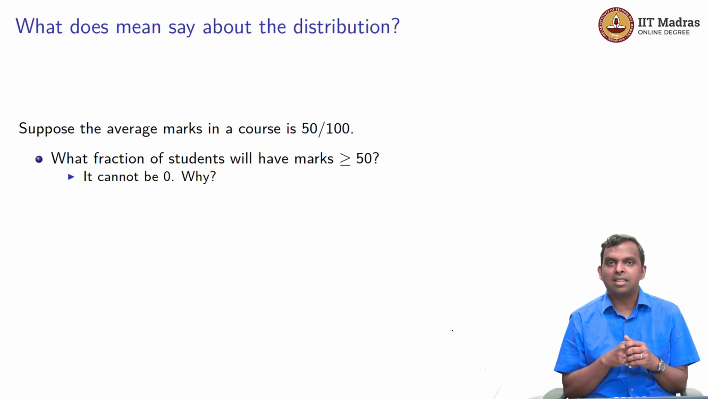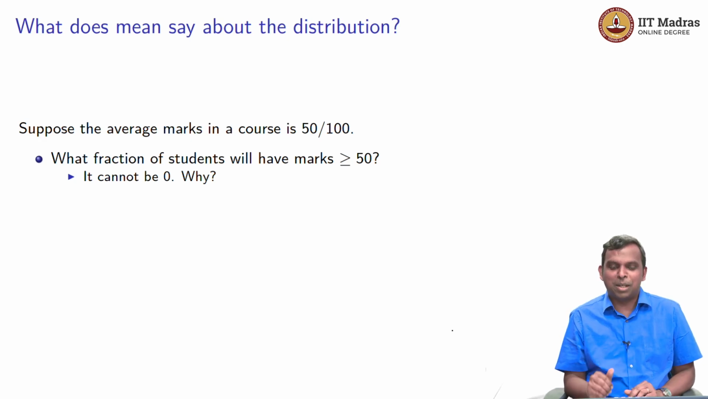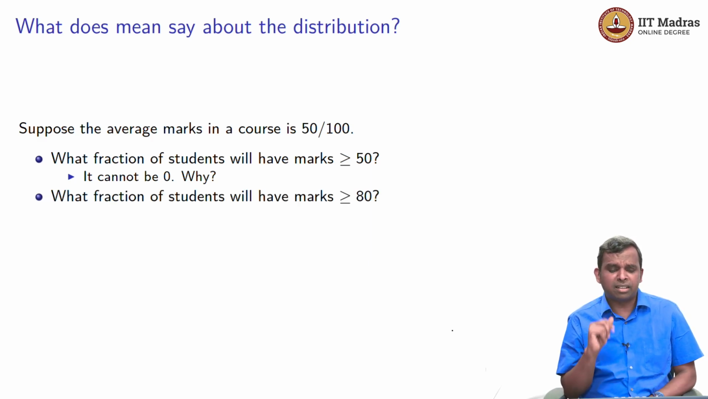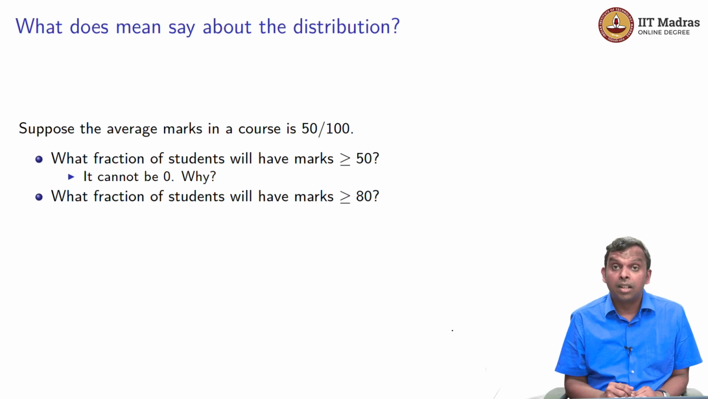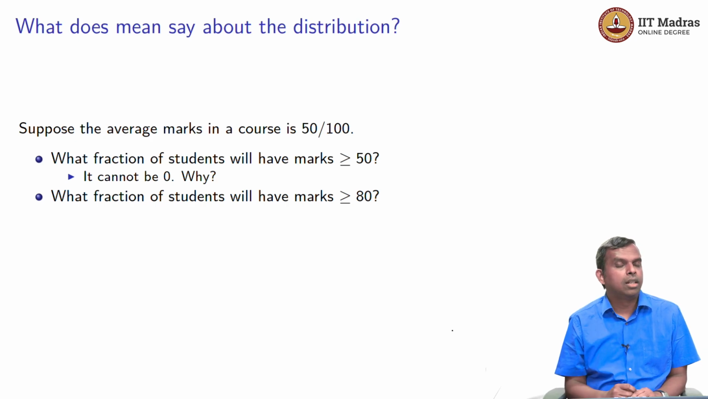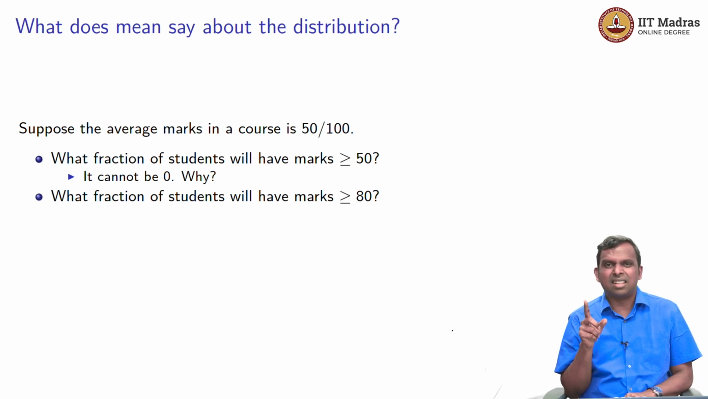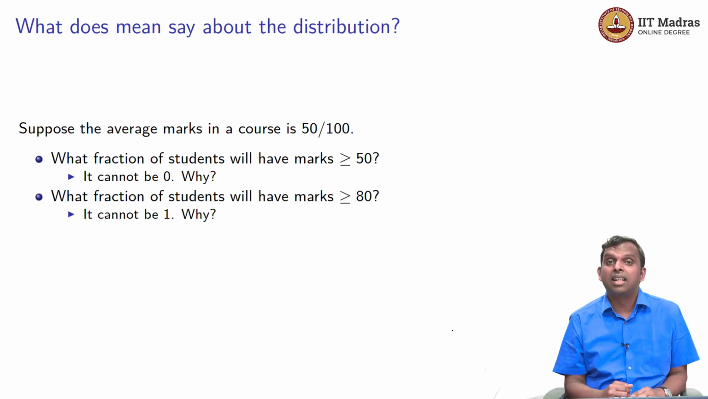So you notice that given the average, I can say something about the fraction of people who are above or below some number. Here is a more interesting question, maybe you have not thought about this too much. What fraction of students will have marks greater than or equal to 80? The average is 50 only. Here again you can't give a precise answer, but you can give a bound. For instance, it cannot be 1, it has to be definitely less than 1. Why? If everybody got above 80, then the average would be 80 or above, not 50. If the average is 50, clearly a lot of people got less than 80.